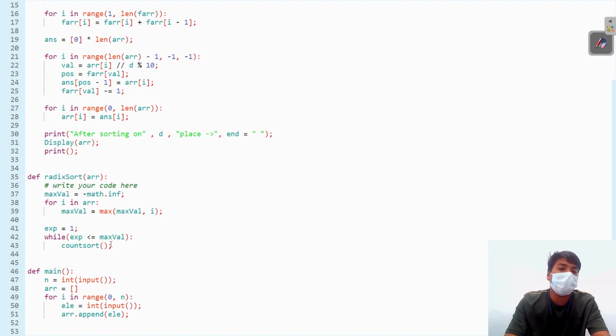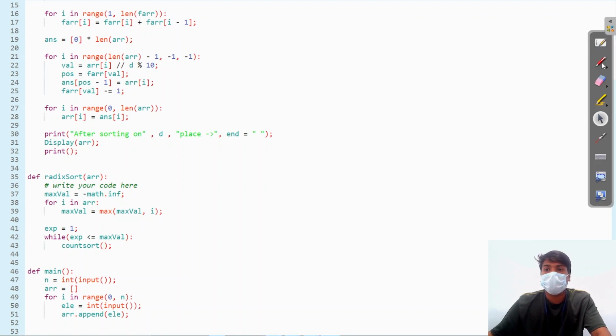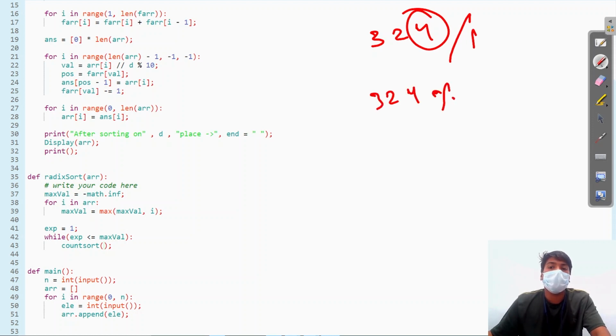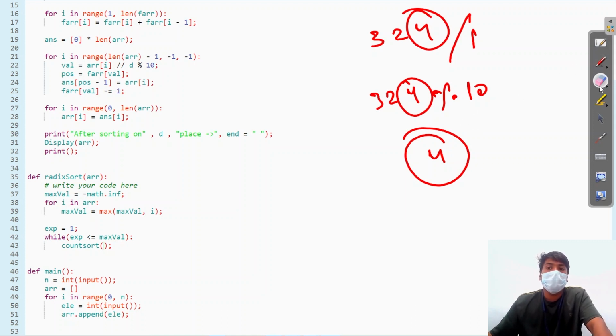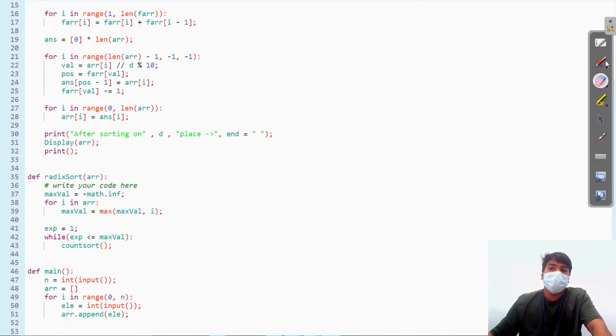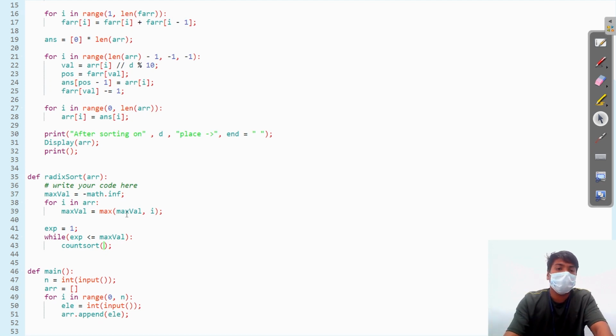First of all we have to do it for the ones place. For the ones place, we'll divide it by 1, right? We have 324. We want this number, so we'll divide it by 1, so we'll get 324. When we do mod by 10, we'll get only this 4. So this is how we'll send it. So what we'll do is count sort of ARR and exp, right? Exp is 1 this time.